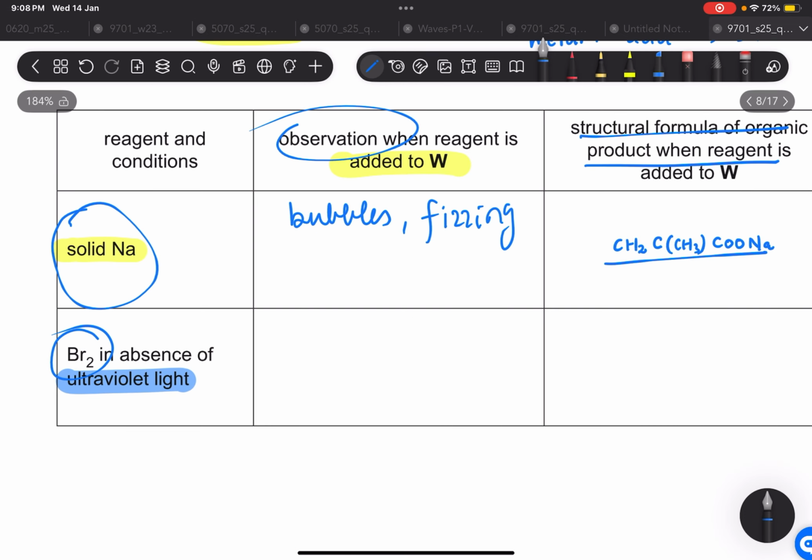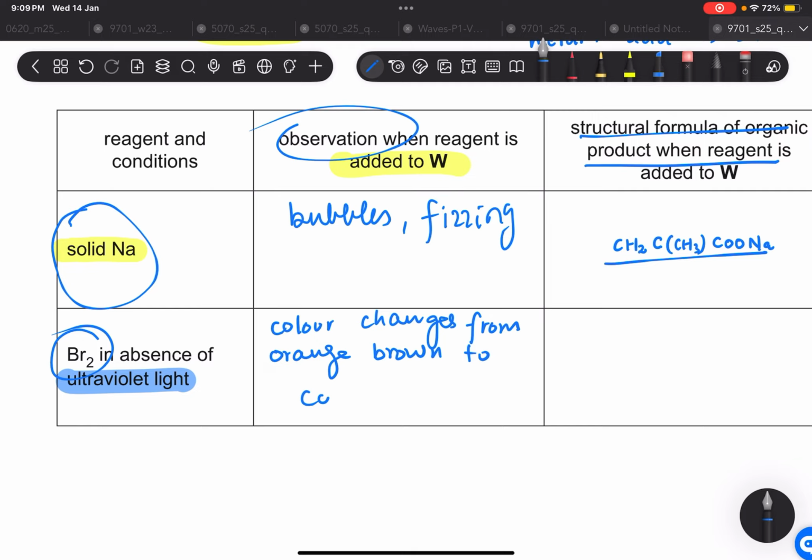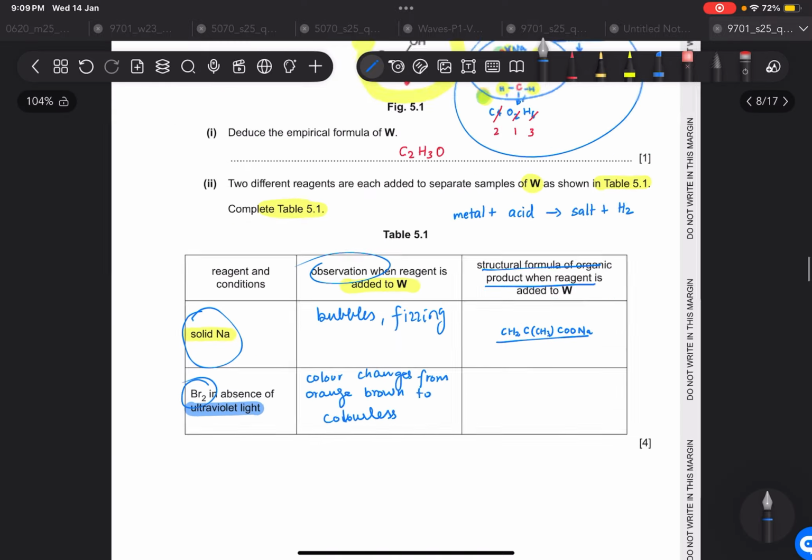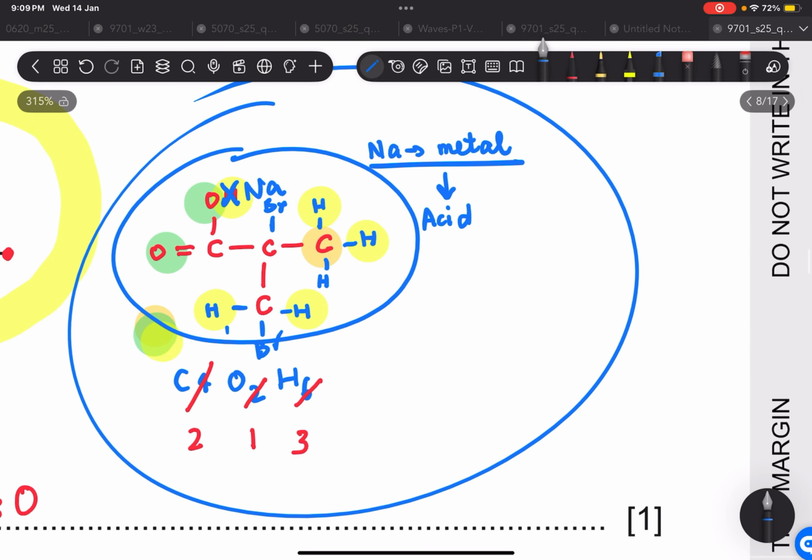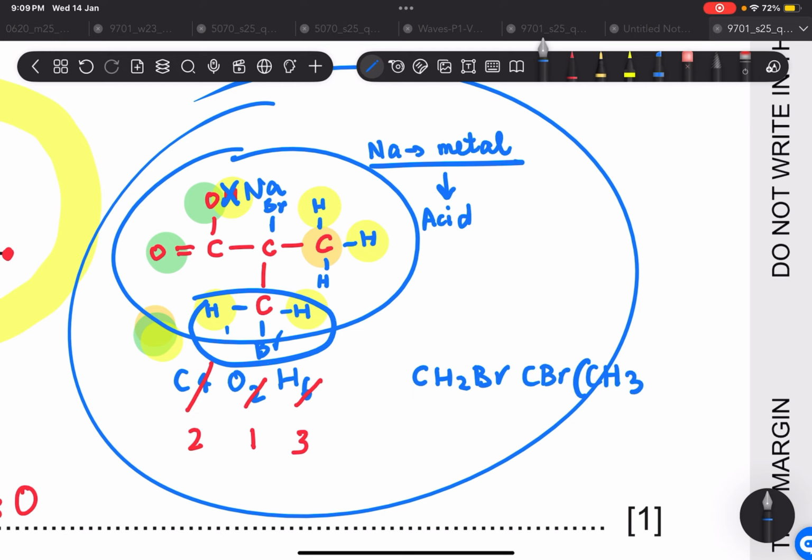So we're going to say that color changes from orange brown to colorless. And the structural formula of the product, so we have to write the structural formula of this compound. So it's going to be CH2Br, I'm writing for this, then it's going to be CBr bracket CH3, and then it's going to be COOH.